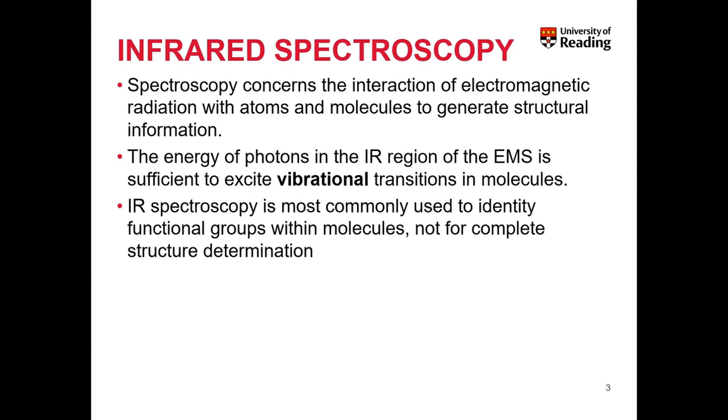Now we're going to focus on infrared spectroscopy, which uses light within the infrared spectrum. It turns out that light within the infrared region of the electromagnetic spectrum has enough energy in it to excite vibrational transitions in molecules. So when infrared light hits molecules, it causes those molecules to vibrate. The frequency or wavelength of light that you need to achieve each vibration is specific to each bond or functional group, which means you can use this technique to identify functional groups within molecules.